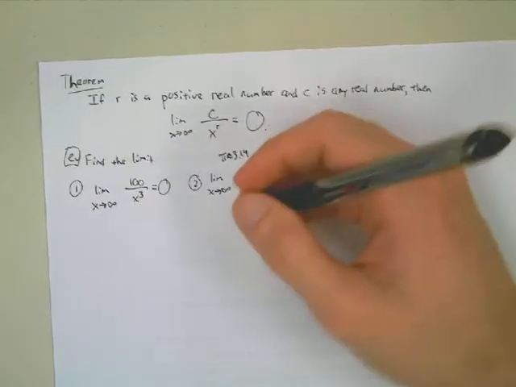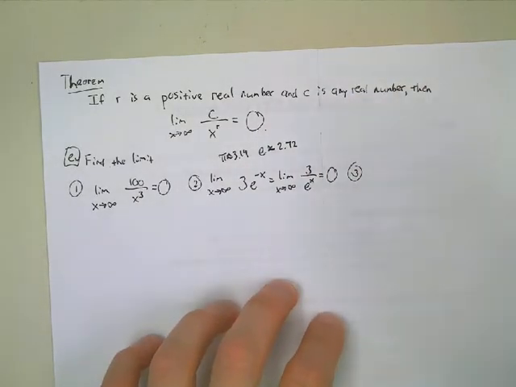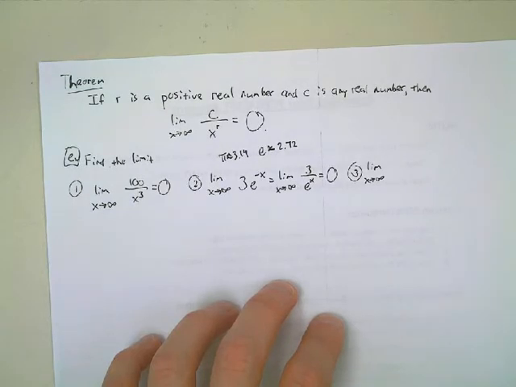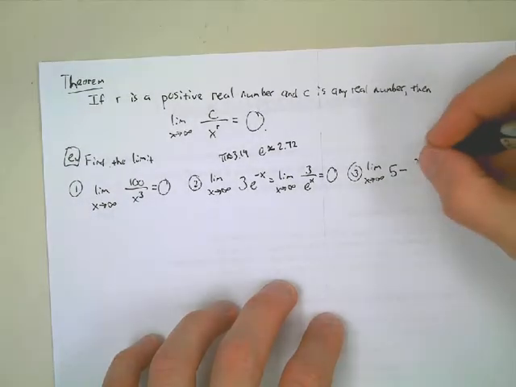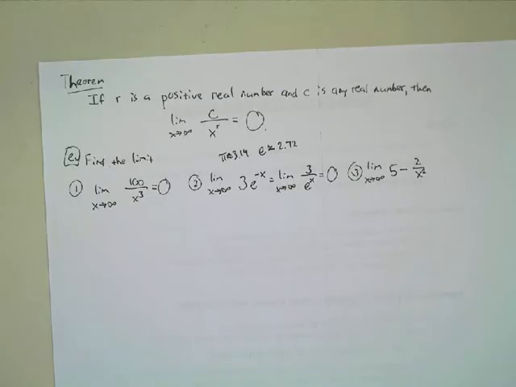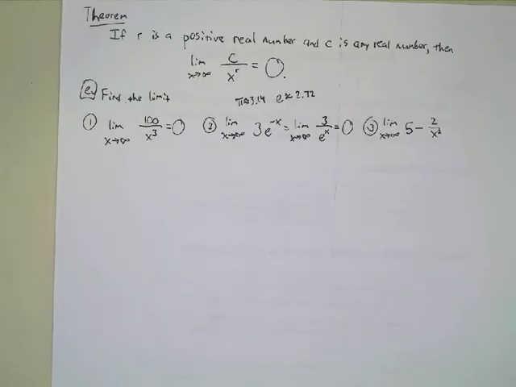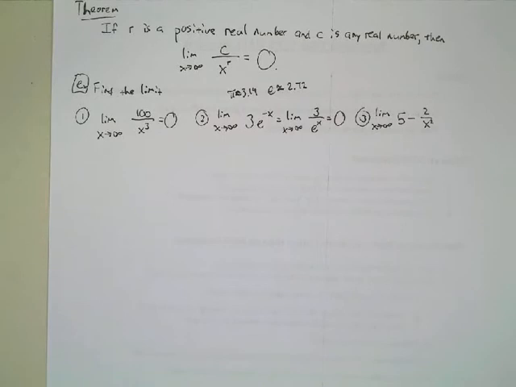All right, last little one we'll do together, and then I'll have you guys try some. The limit as x approaches infinity of 5 minus 2 over x squared. What do we think here? Does this one go to 0? Yeah, no, it does not go to 0, or at least not the whole thing.